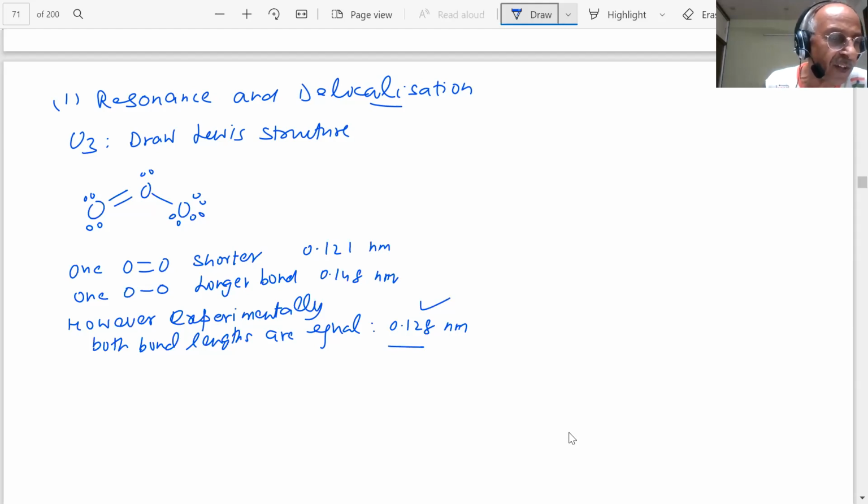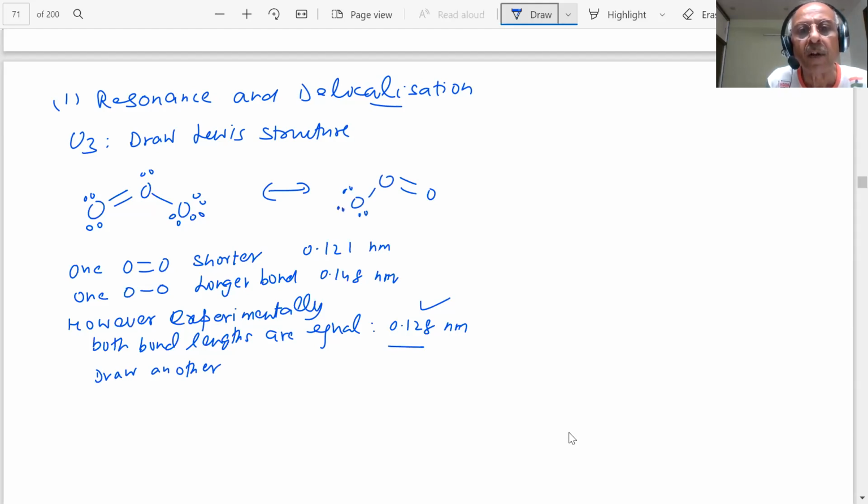So what was suggested is that we can draw another structure of ozone. What was that? We can draw another structure of ozone, which is equally good. Now here there are 6 electrons, and there are 4 here, and this is an equally good structure. So you are saying that there is a resonance between these two structures. We introduce the concept of resonance structures. What do we call them? Resonance structures.